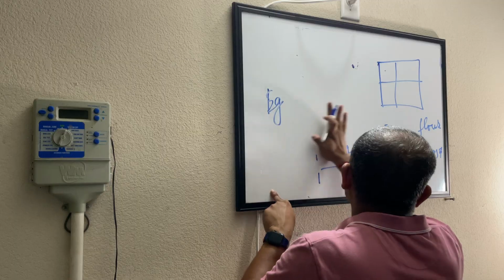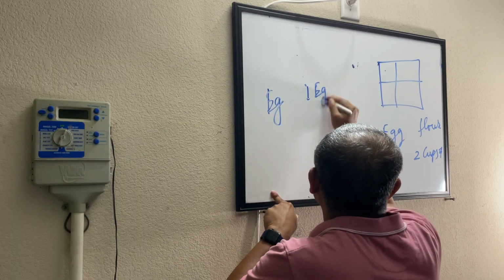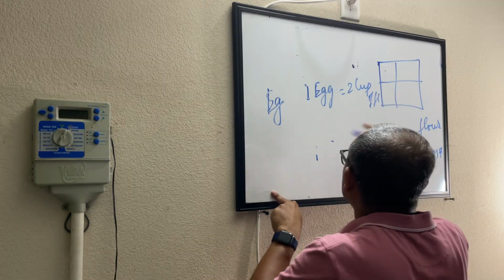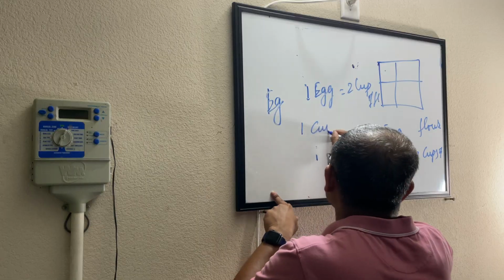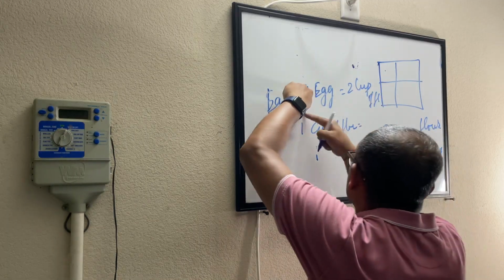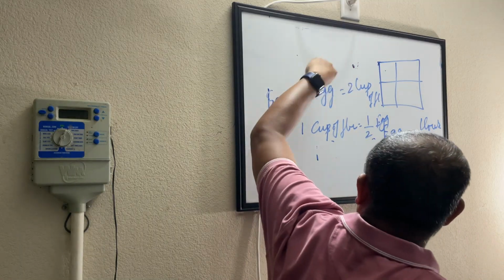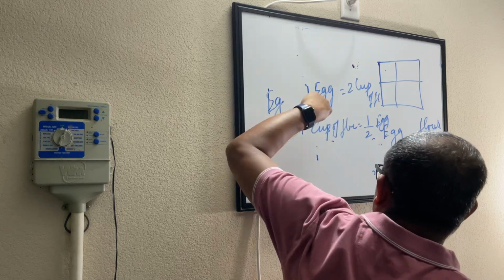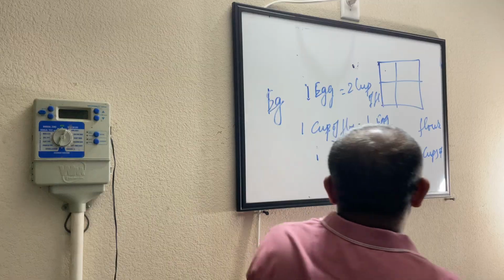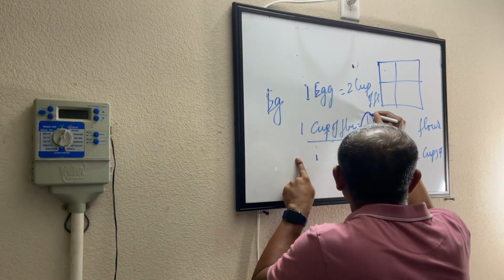Okay, let me write it in a neat way. 1 egg equals 2 cups of flour. So 1 cup of flour equals, this 2 will come here, so it will become 1/2 egg. So you will say, okay, for every egg you need 2 cups of flour, or for every cup of flour we need half of the egg. That's the relationship here. Between flour and the egg, it is 1:2.